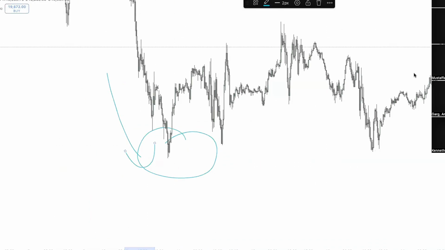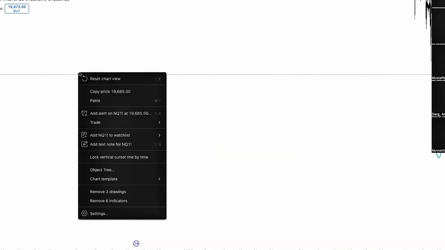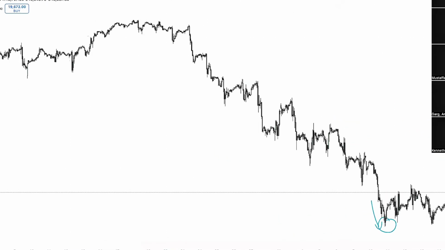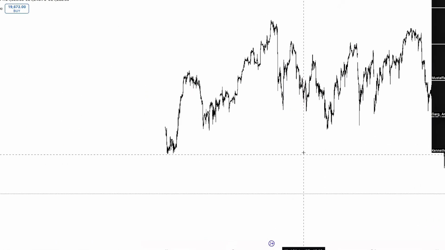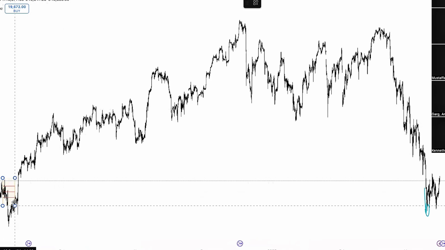So we'll check if we tapped into anything to the left of this. Because remember, to the left is what? Pullback. To the right is expansion. You can see we had a zone here.